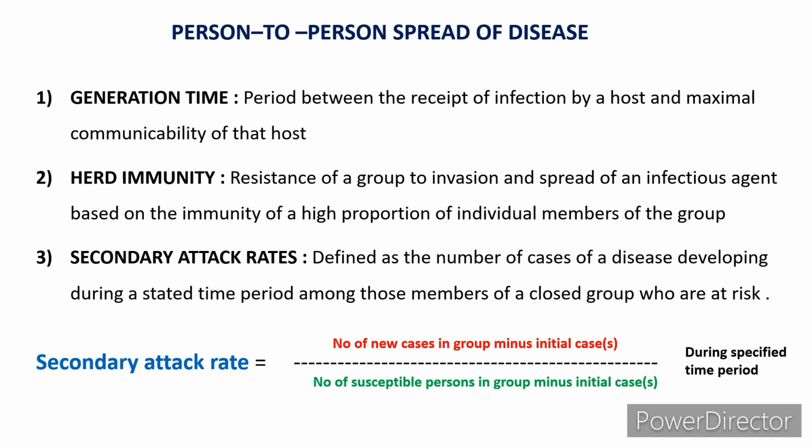And the last one is the secondary attack rate. It is defined as the number of cases of a disease developing during a stated time period among those members of a closed group who are at risk. So if you can see, a secondary attack rate is nothing but the number of new cases in the group minus the initial case or cases, divided by the number of susceptible persons in the group minus initial cases during a specified time period. So basically in this formula, we subtract the initial case or cases from both numerator and denominator.